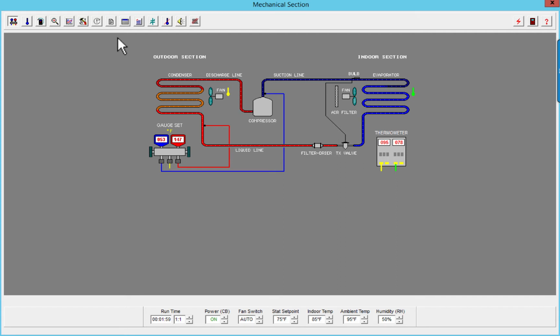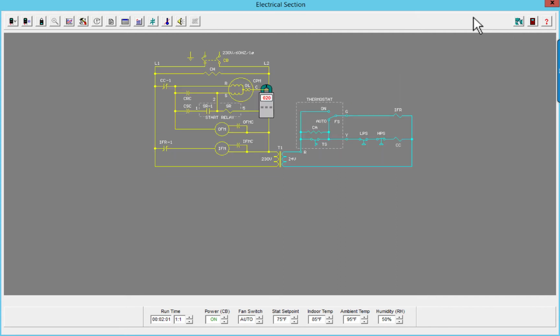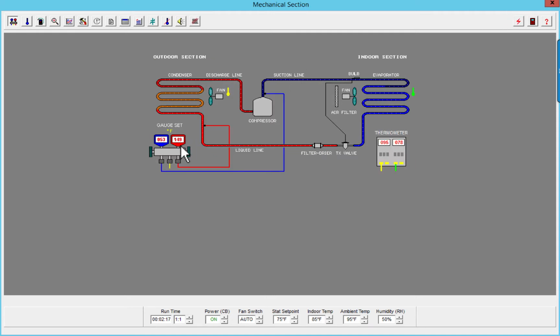I'm continuing to go up. Let's go back to my electrical. Let's put it on the outdoor fan motor. In this case, I have 0 amps on the outdoor fan motor, which anytime you have 0, you have something not working. Okay, but what I want you to, again, see is what's happening.